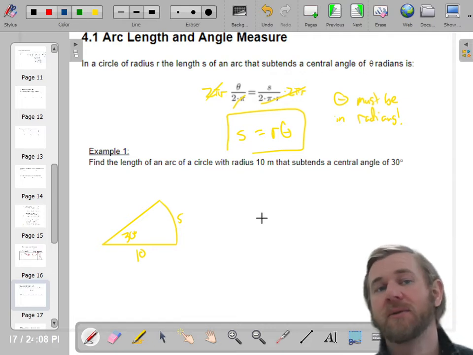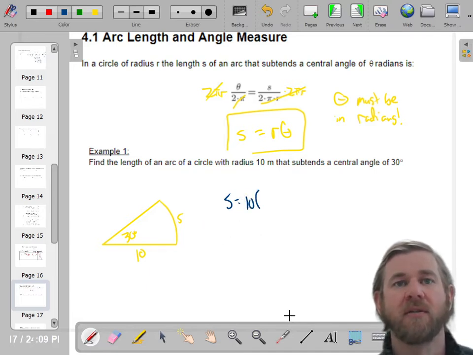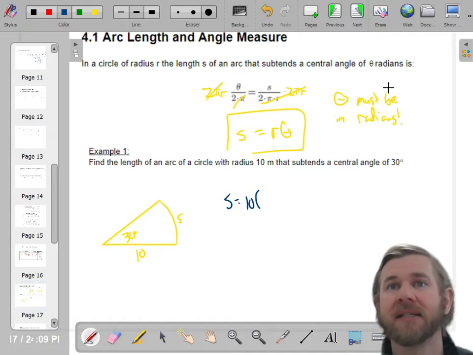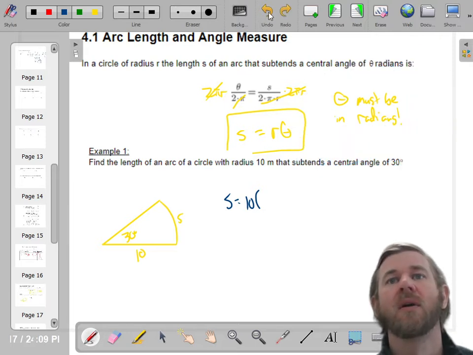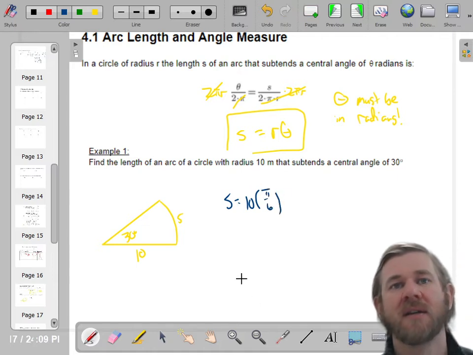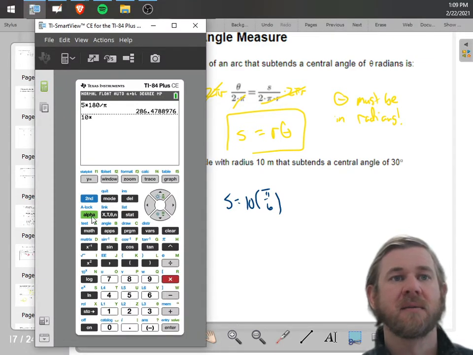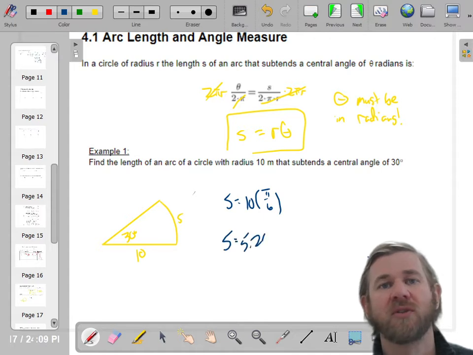So I'm going to use a formula. S equals r theta. S equals, do I know the radius? Yeah, 10. Do I know theta? Yeah, 30 degrees, right? If you use 30 degrees, you're going to get it wrong because it must be in radians. So we've got to make sure 30 degrees is in radians. That's on the unit circle. We know that's pi over 6. So it's just 10 times pi over 6. So if I want to figure out the arc length, I'll just do 10 times pi over 6. And I get 5.24. We'll say S equals 5.24.